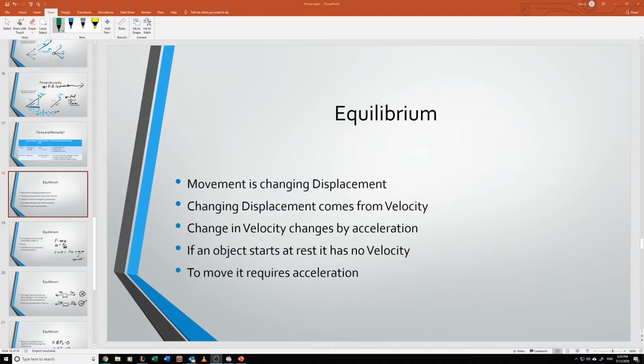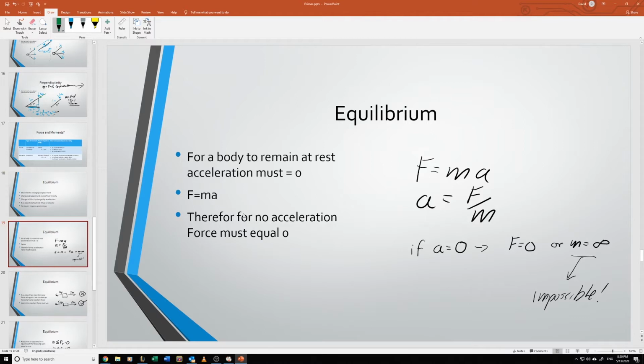So if an object is at rest, it has no velocity, right? Because it's not moving. So in order for that object to move, its velocity would have to change, and for that to happen, it must gain some form of acceleration. So to reiterate, for a body to remain at rest, its acceleration must be 0.